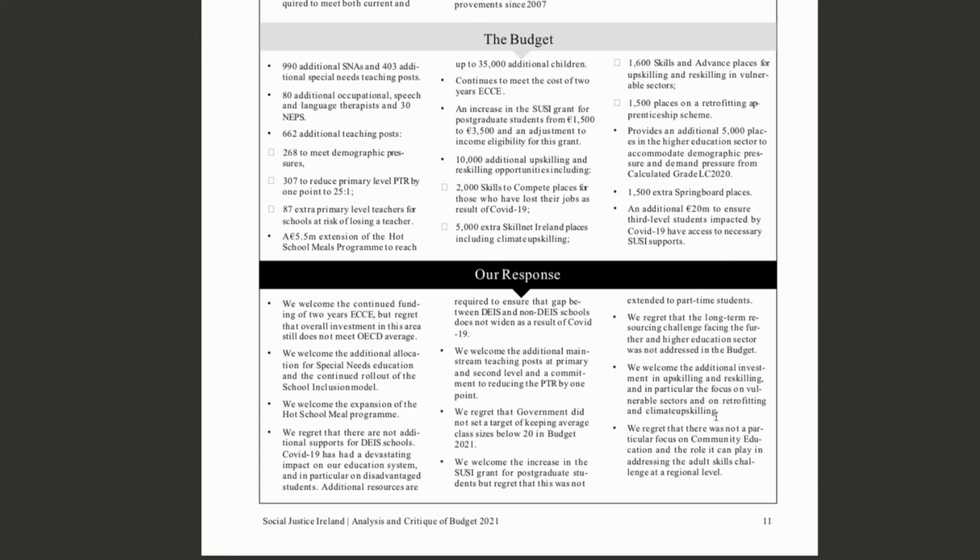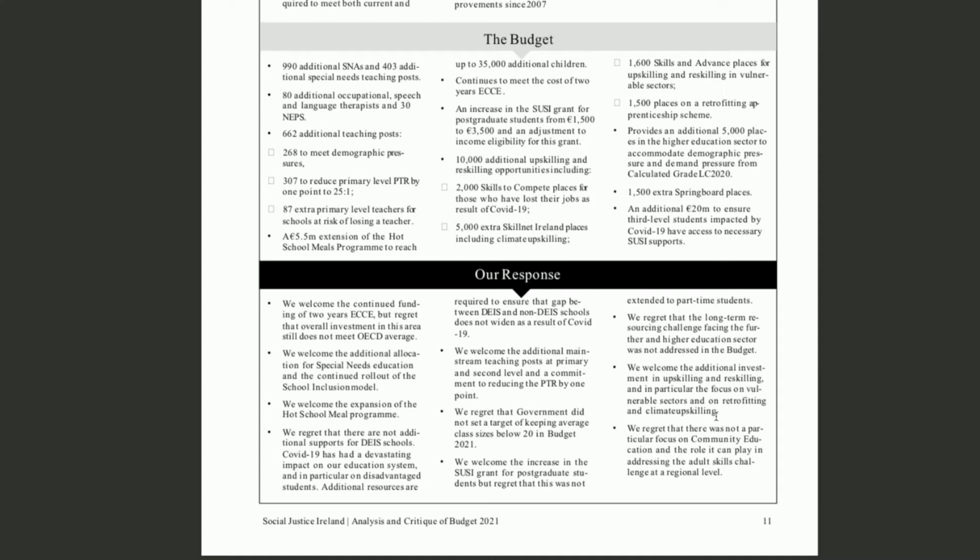So we welcome, first off, the continued commitment to fund 2 years of early childhood care and education. However, we regret that the overall investment in this area has not moved to meet the OECD average, and we feel there was a missed opportunity there to really invest in this area in Budget 2021, because the benefits of investing in education far outweigh any initial costs.